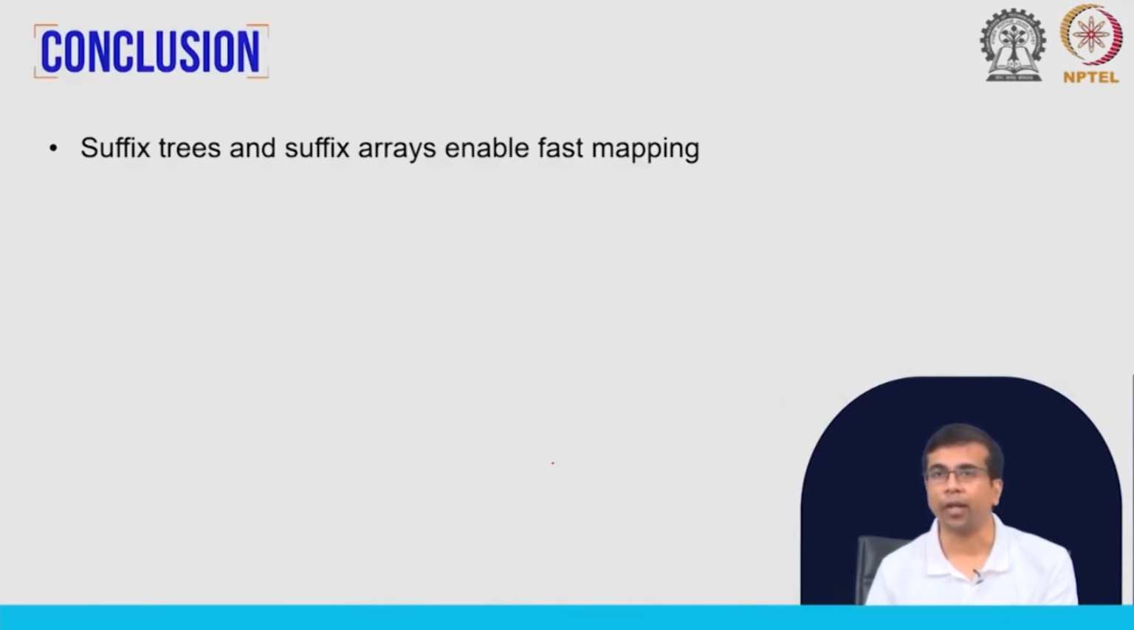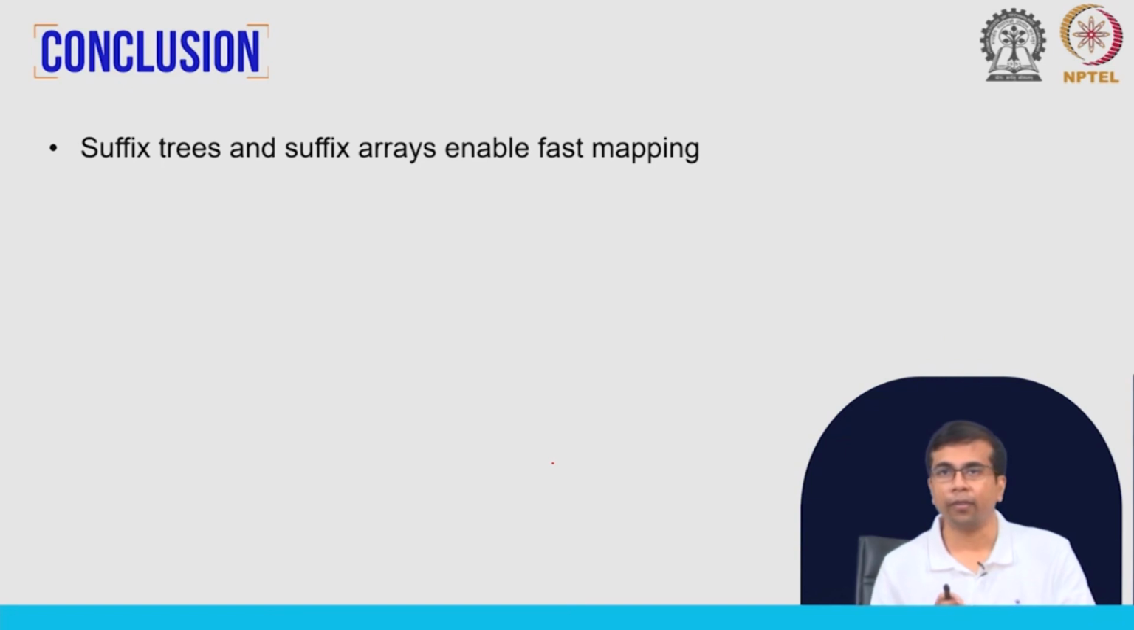Now, to summarize, we have talked about suffix trees and suffix arrays, and we have talked about first the suffixes. So, you understand how we can generate suffixes from a reference string, and we have talked about the suffix array data structure and suffix tree data structure. And what we have seen, suffix trees and suffix arrays enable really fast mapping. Because of this structure, you can search reads very quickly.